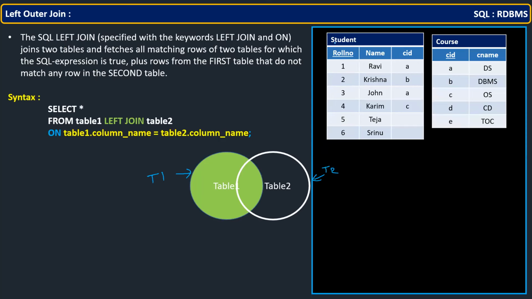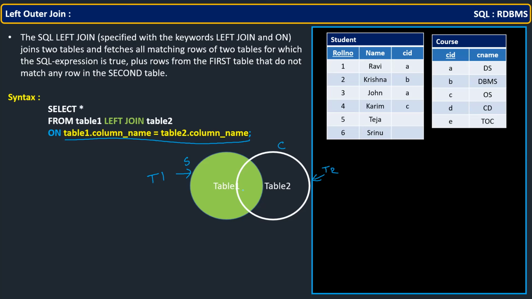That means they are, for example, student and course. So table 1 is student and this is the course. When you put a condition, some rows will satisfy the condition, some rows will not satisfy the condition. Whoever satisfy the condition, see carefully here, those are actually exist in the common part.